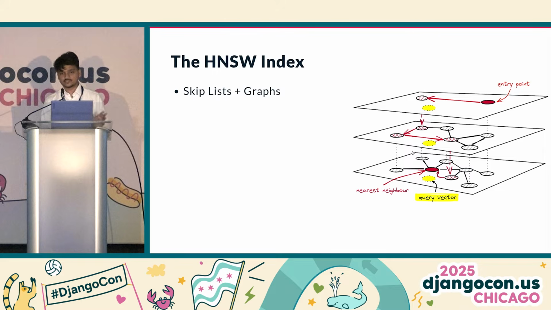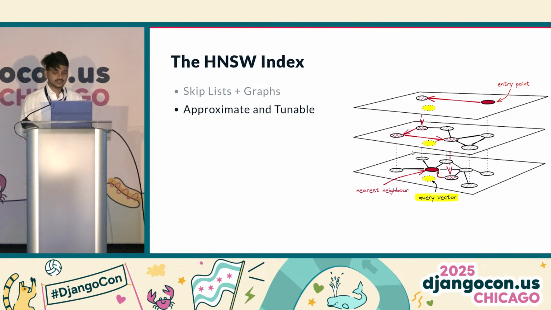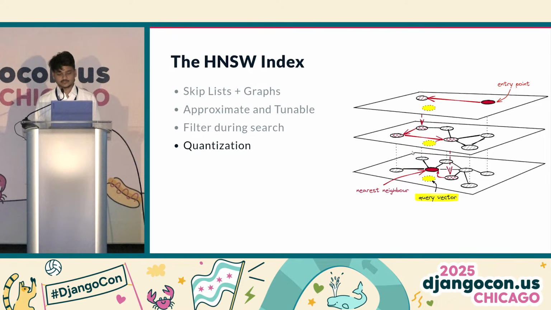And the whole concept is like a combination of skip list and graph. And this is approximate and tunable, and you can filter during search. And there's this technique called quantization, which allows you to speed it up a bit more.